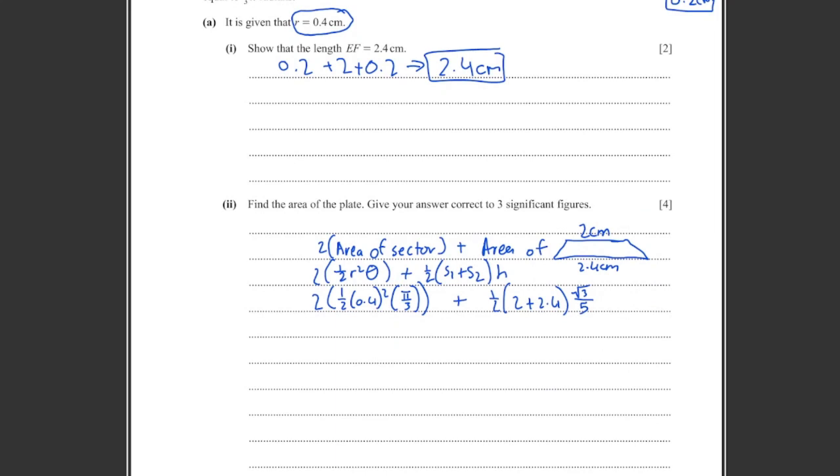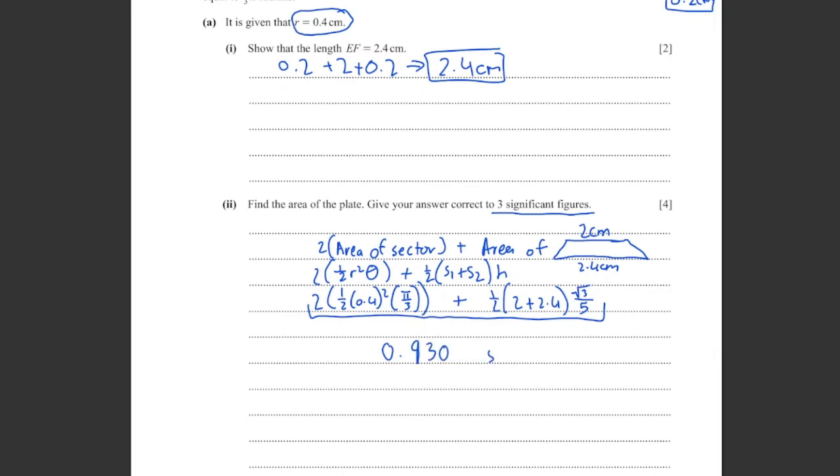And then when you add both of these up, this guy and this guy, you're going to get your answer in three significant figures as 0.930 units squared. Or actually, no, it's not units squared. The units were centimeters, so it's centimeter squared.